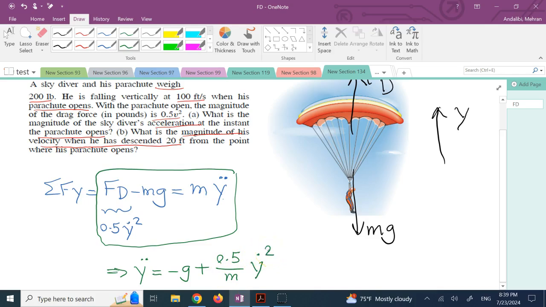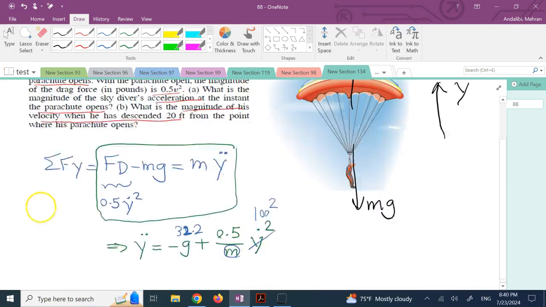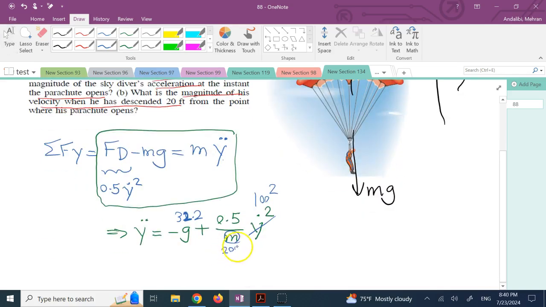And so all you need is to find basically the y dot at any point. Now it is talking about right when he opens the parachute, when that number is 100. So all you need to do is to just plug in 100 here, and g is 32.2 in this British system, and m is of course that 200 divided by 32.2.